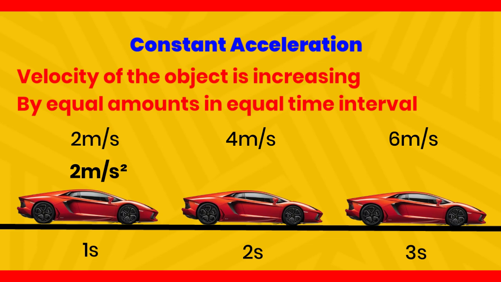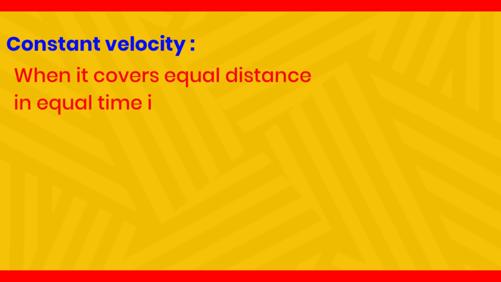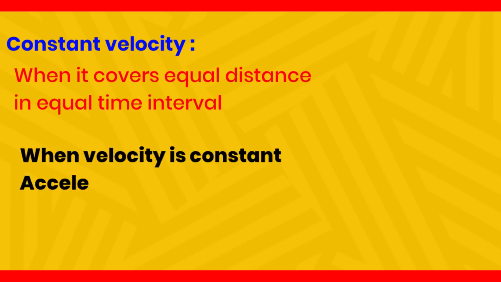A body can also move with constant velocity. A body is moving with constant velocity when it covers equal distances in equal time intervals. And a body with constant velocity has zero acceleration. Always keep that in mind.